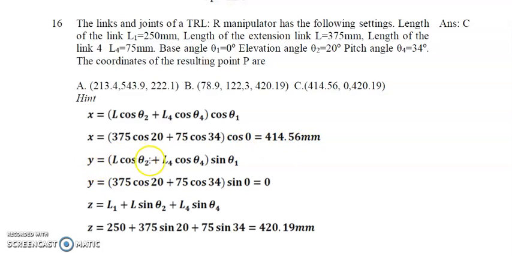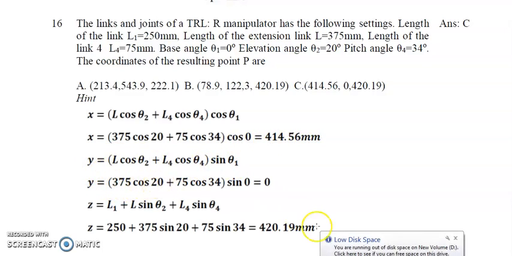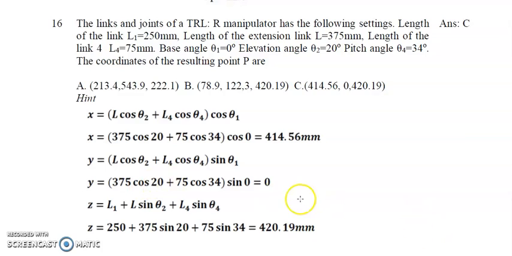Y is equal to (L cos theta 2 plus L4 cos theta 4) sin theta 1. So the same thing, 375 cos 20, 75 cos 34, sin 0, that is equal to 0, because sin 0 is 0, so all these terms become 0. Z is equal to L1 plus L sin theta 2 plus L4 sin theta 4. So Z is equal to 250 plus 375 sin 20 plus 75 sin 34, that is equal to 420.19 mm. So the answer is going to be 414.56, 0, 420.19. That is answer C. C is the answer.